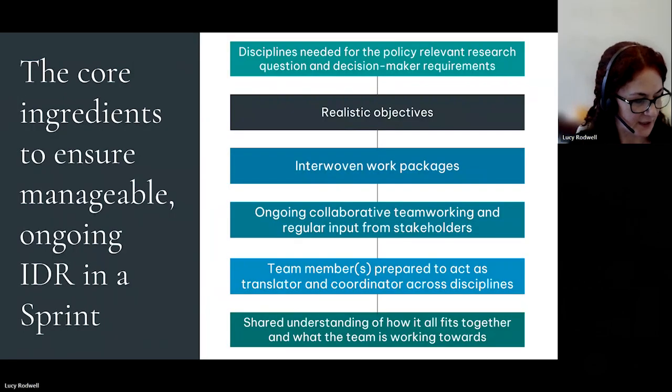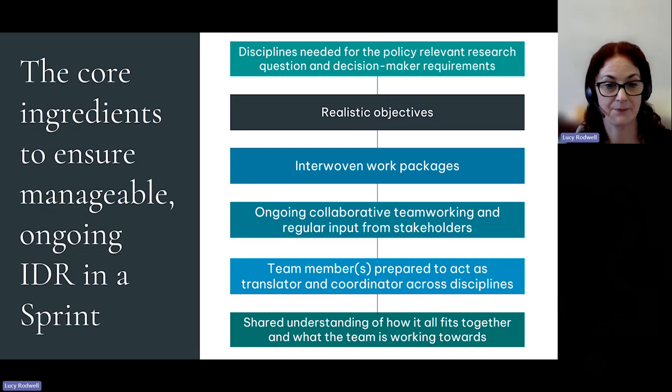So these are what I would condense down to the core ingredients for a manageable, ongoing interdisciplinary research in an agile sprint. So the first one is obviously that the disciplines needed are very, very much defined by the policy relevant research question and decision maker requirements.